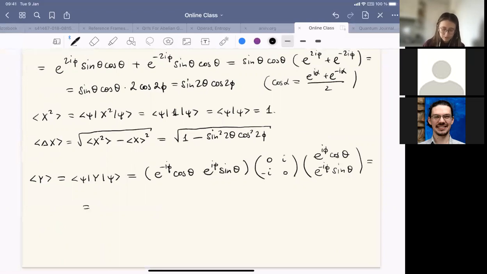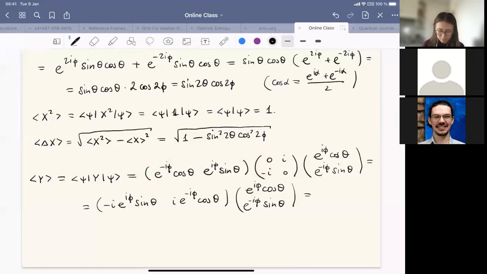Okay. Again, simple multiplication. First, multiply this line vector with this matrix. So what I get is minus i e to the power i phi sine theta, and then i e to the power minus i phi cosine theta, multiplied by the column vector. And here what we get is the following: minus i e to the power 2 i phi sine theta cosine theta plus i e to the power minus 2 i phi cosine theta sine theta.